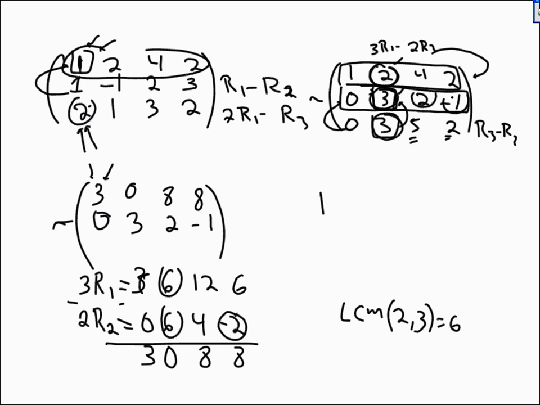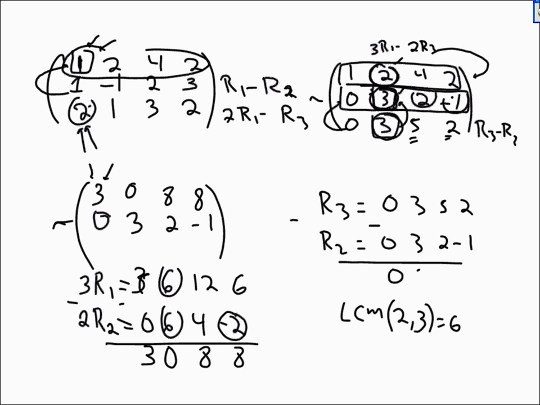Okay, now, row 3, take away row 2. Row 3 is 3, 0, 5, 2. And row 2 is 0, 3, 2, negative 1. And then I subtract. 0, 3 minus 3, 5 minus 2, 2 minus a negative 1. And I get what I get. 0, 0, 3, 3. Notice, second row, that's my leading entry. What's above and below is 0. Wonderful.